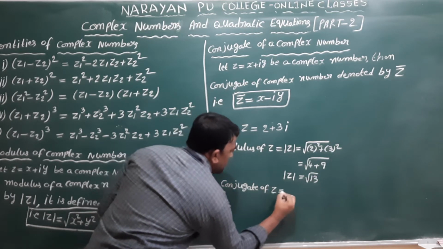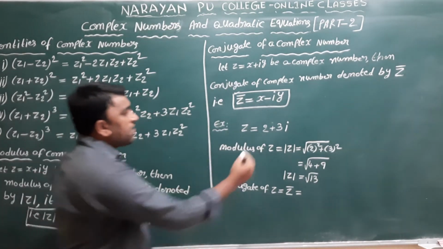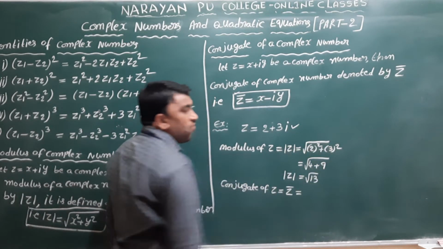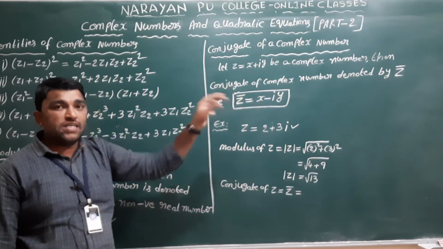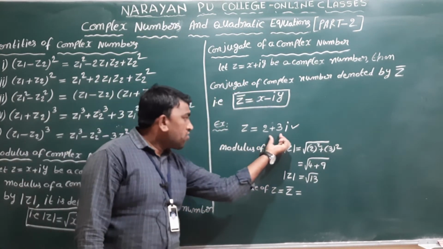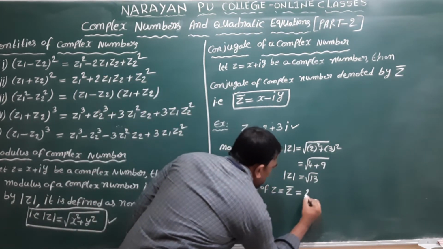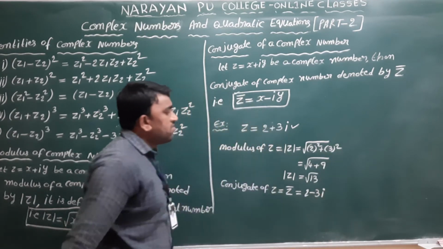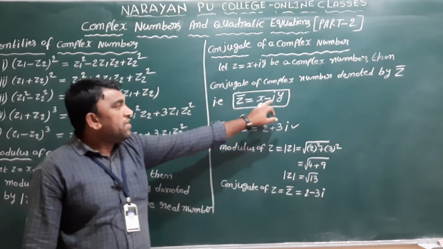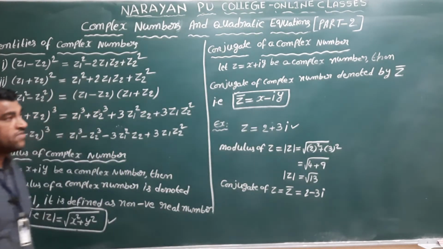Conjugate of z is denoted by z bar. So this is the given complex number 2 plus 3i. We know how to write the conjugate for x plus iy: it is x minus iy. In the same manner, the conjugate of 2 plus 3i is 2 minus 3i. So you should remember that only the imaginary part changes in the complex conjugate.